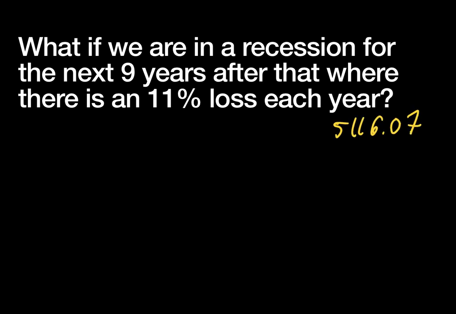5,116.07 is my new principal. It's now what I'm starting with. Because it says, what if we're now in a recession for the next 9 years after that? That was a really poorly worded sentence on my part. So the next 9 years, it's going to be recession. So there's going to be 11% loss each year. What's our final amount? We're going to go with our equation, A of t equals P times 1 minus R to the t power.